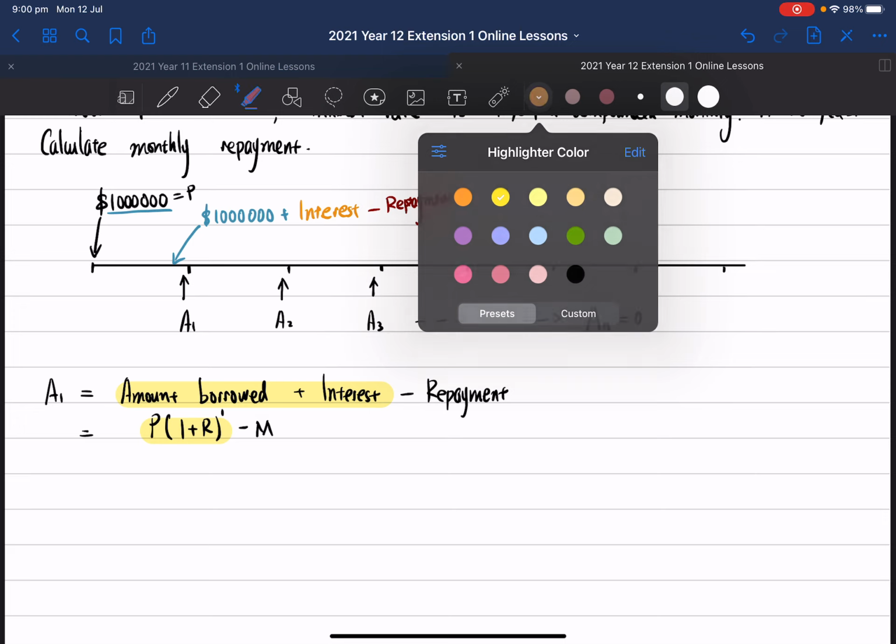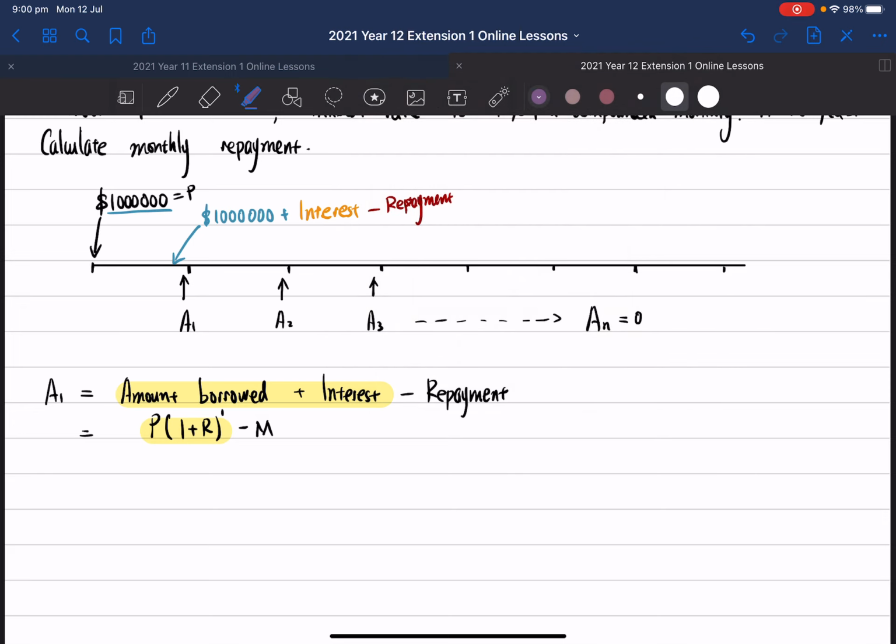It can be a couple of $1,000, depends on whether you can repay like $1,000 or $2,000, but you can do the calculation and we can find out if I want to pay off the loan within 30 years, how much I need to pay every month. All right, so the repayment is just going to be M. So this is A1. That's what A1 is.